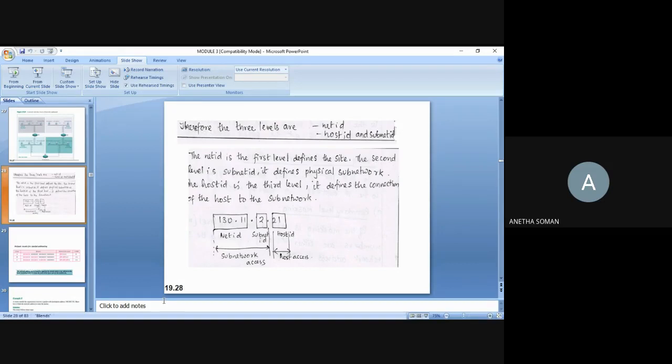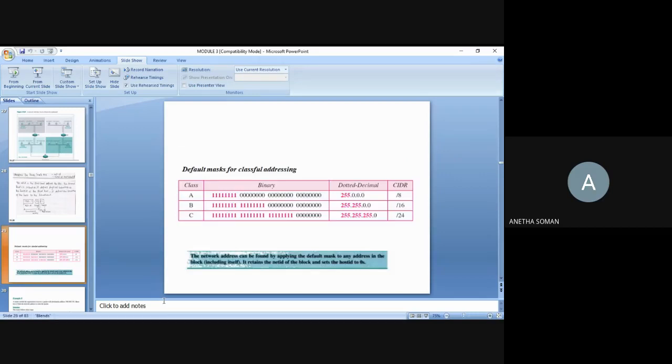Okay, so the main router needs a subnet mask to indicate which is the network address, which is the subnetwork address, and which is the host ID: which is the net ID, which is the subnet ID, and which is the host ID. Now, what is a mask? A mask helps you find the net ID and the host ID. So one type of mask is called the default mask for classful addresses.